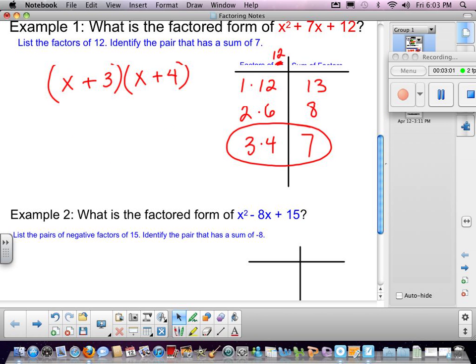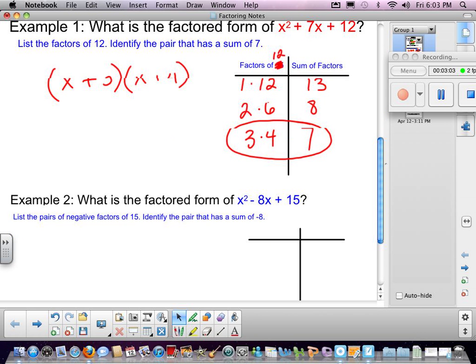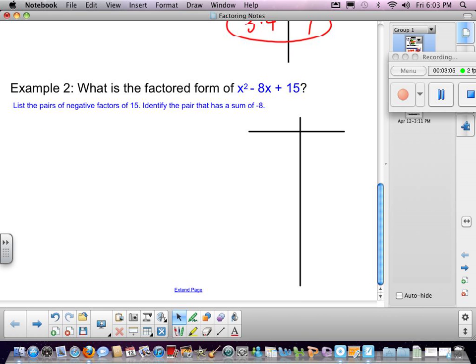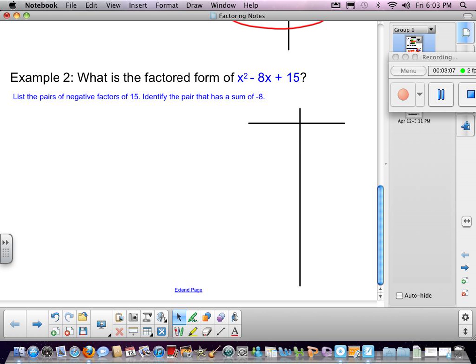In our second example, we have the same type of setup. We've got x squared, and this time, instead of it being a plus, it's going to be a minus 8x plus 15. That's going to affect what we're looking for. Again we have a hint: list the pairs of negative factors of 15. So we're looking for factors of 15, and I'm going to start out by listing some positives.